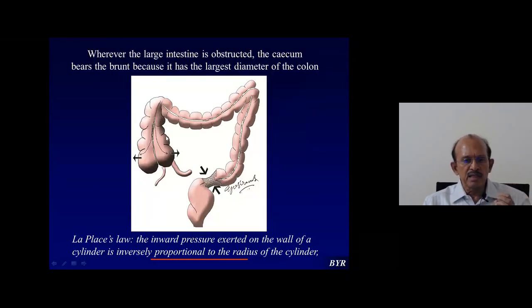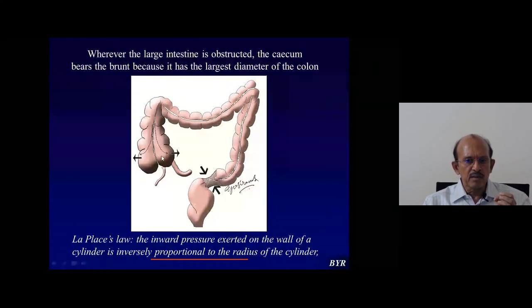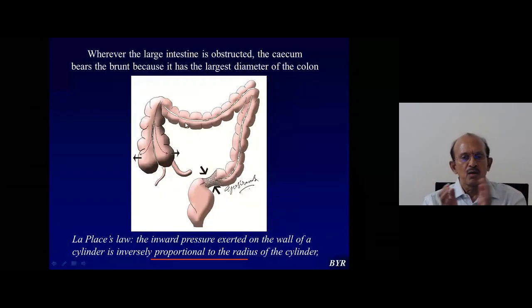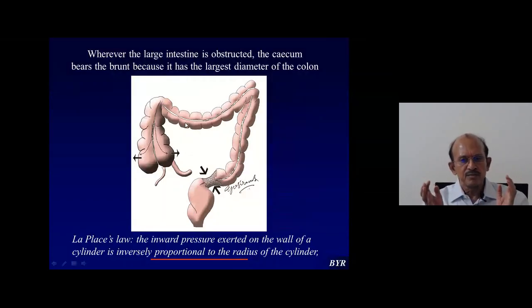Whenever pressure is exerted inside, for example, there is luminal obstruction here, there is gaseous accumulation, so the gas is pushing the wall. So the wall should distend, but the wall also exerts some pressure. The wall has intrinsic tone, so because of the tone, it exerts some pressure against the intrinsic pressure.